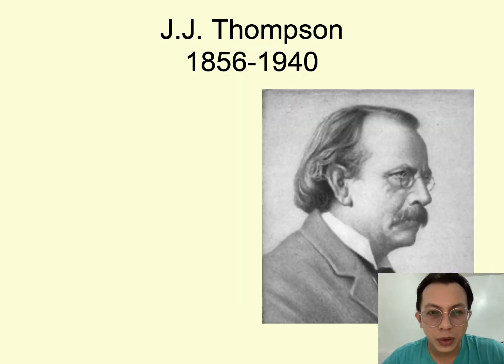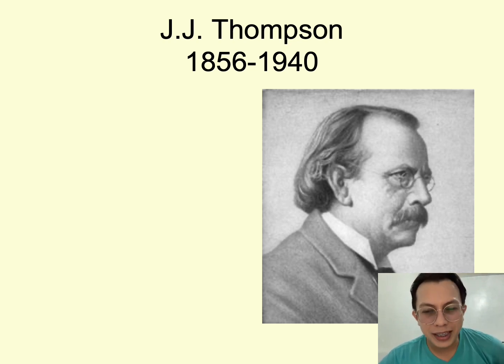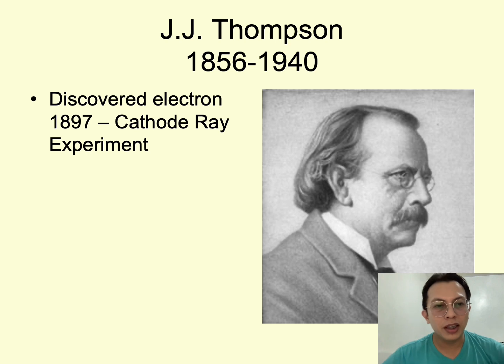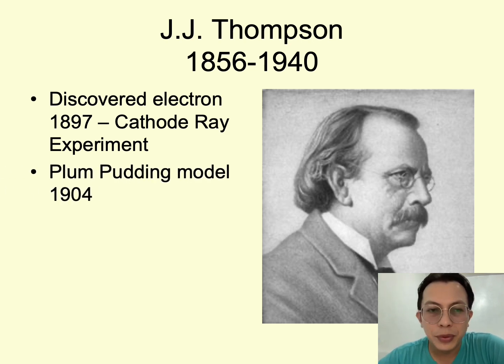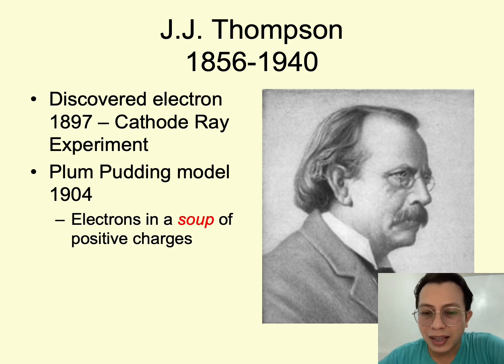The next person was J.J. Thomson, who died in 1940. He discovered the electron in 1897 using a cathode ray experiment. I will present to you the setup of this cathode ray experiment later on. And he proposed that an atom resembles a plum pudding model.